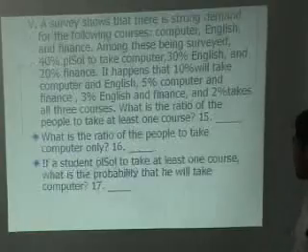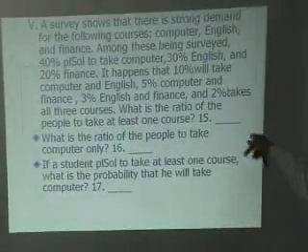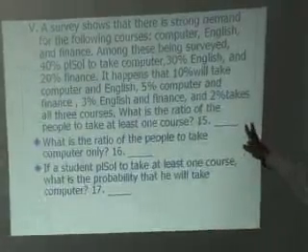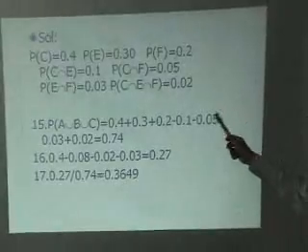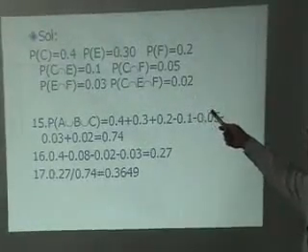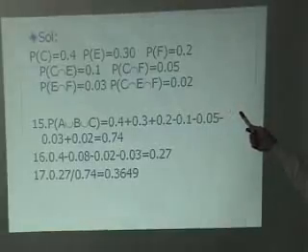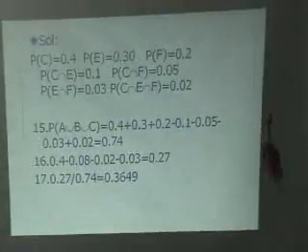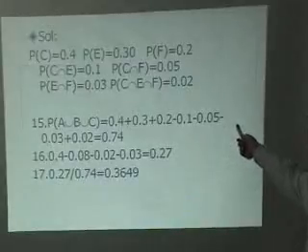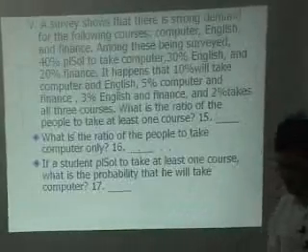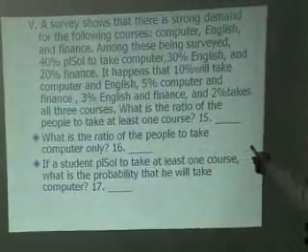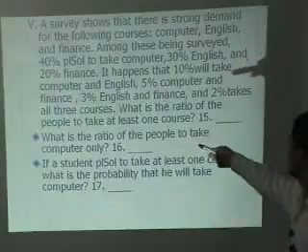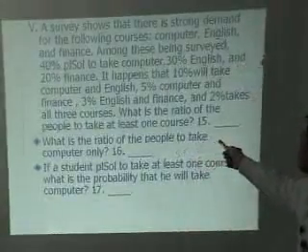Okay, and also some people take 2 courses, and some people take 3 of them. So here is the formula for what's going on in terms of the question. You have PC equal to 0.4, PE equal to 0.3, and PF equal to 0.2, and so on. The first question is, what's the ratio of the people who take at least 1 course?